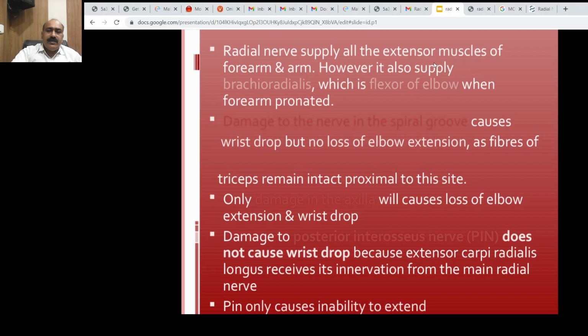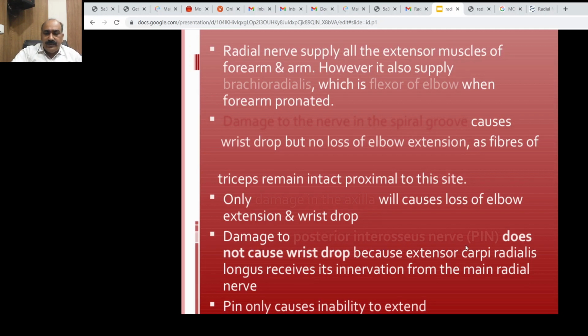The radial nerve supplies all the extensor muscles of the arm and forearm, and it also supplies brachioradialis, which is a flexor of the elbow when the forearm is pronated. Damage to the nerve in the spiral groove causes wrist drop, but elbow extension is spared, as fibers of triceps are supplied proximal to this lesion. Only damage in the axilla will cause loss of elbow extension and wrist drop, also known as very high injury.